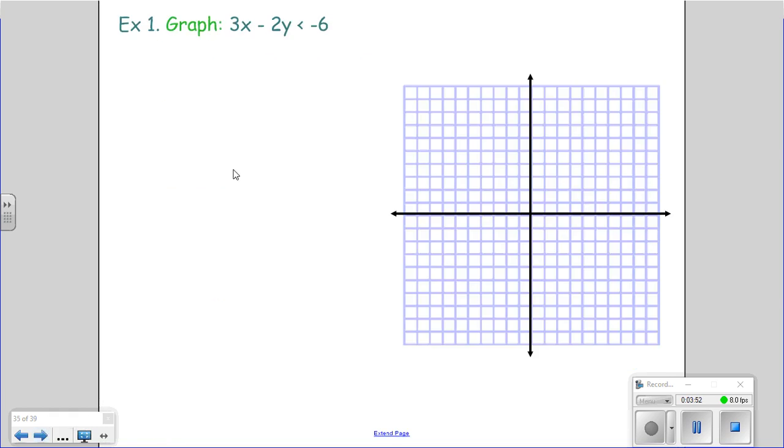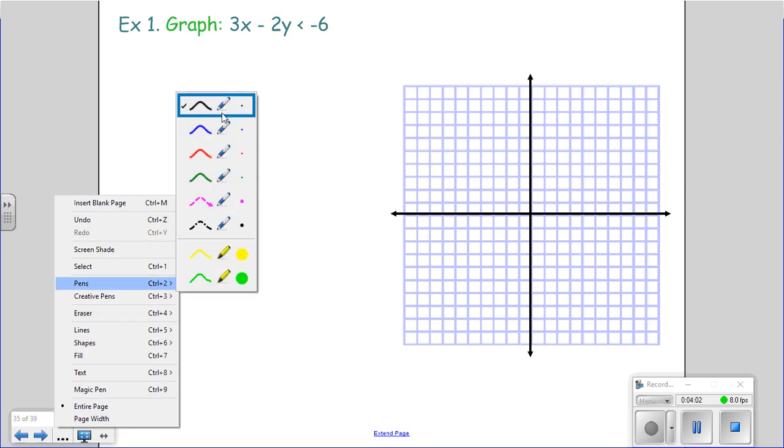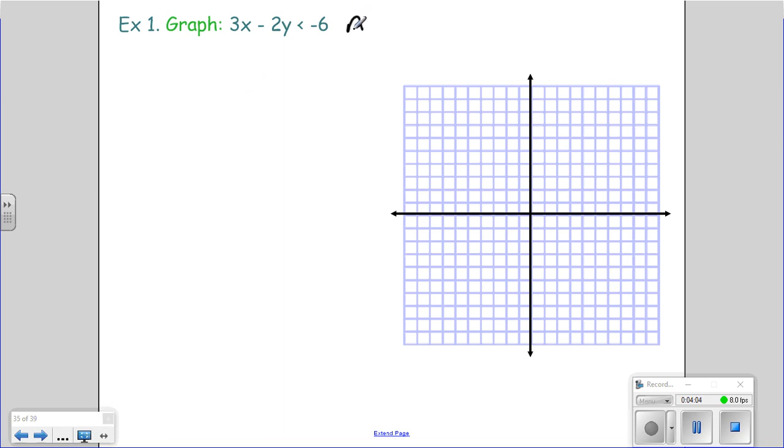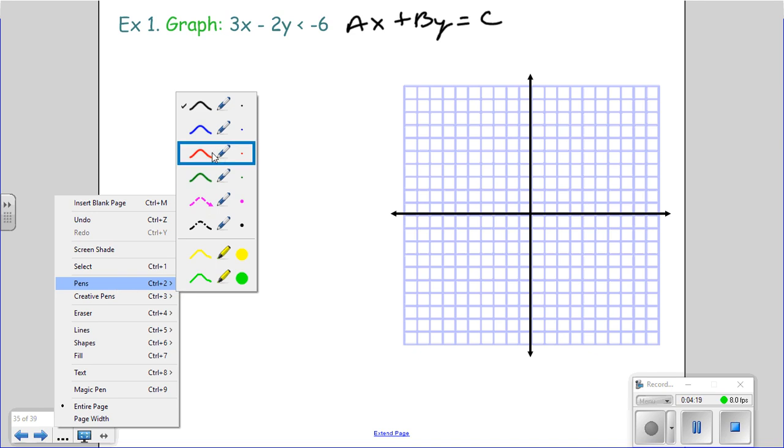So let's practice. We're going to graph 3x minus 2y less than negative 6. It's written in standard form. For those who don't recall, standard form is ax plus by equals c. So it's not in slope-intercept form. To put it into slope-intercept form, we have to solve for y. We have to get y by itself.